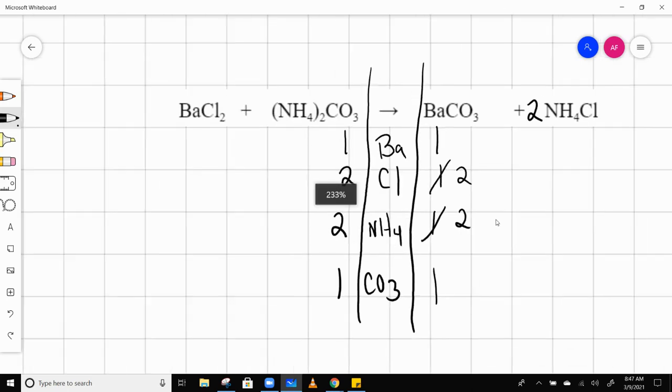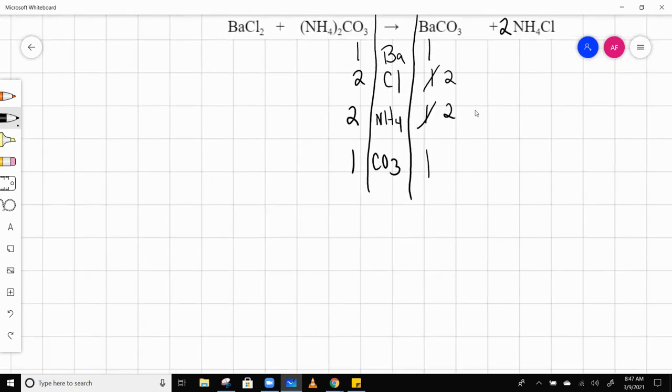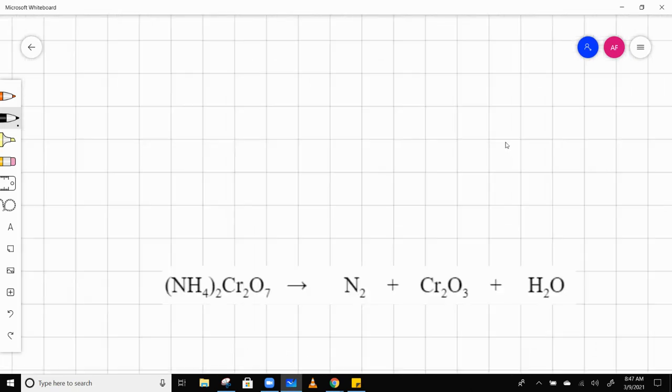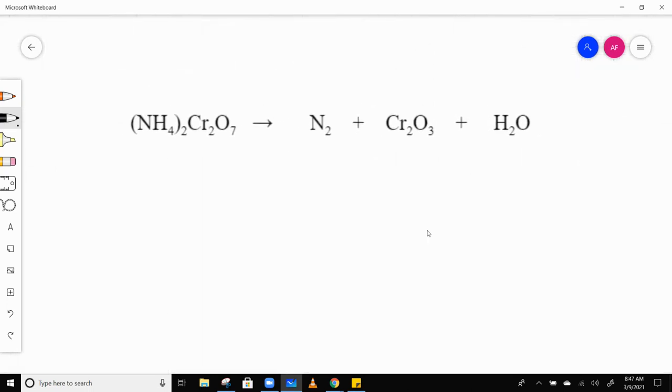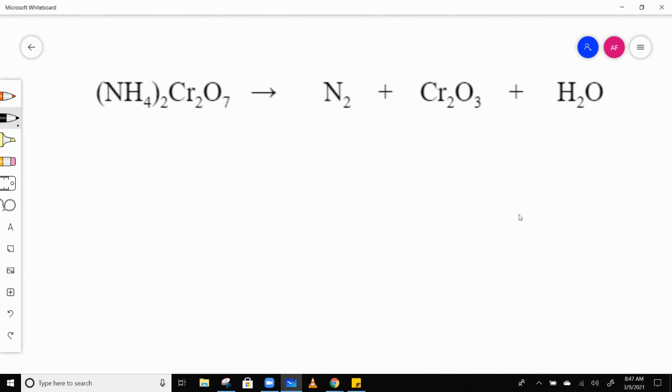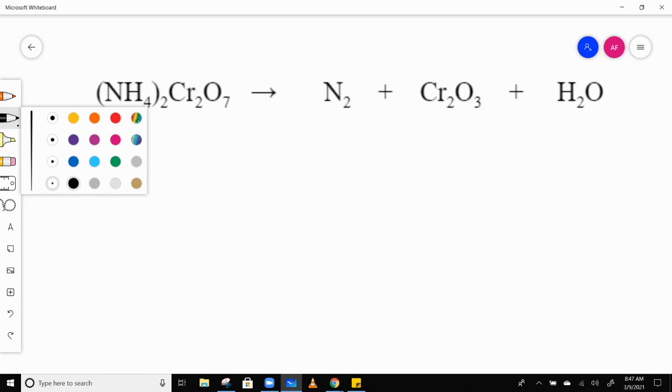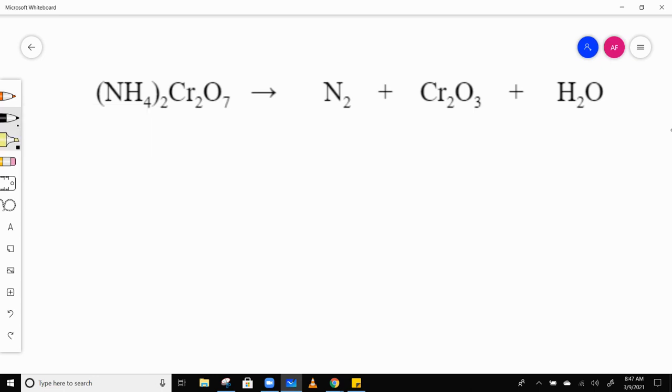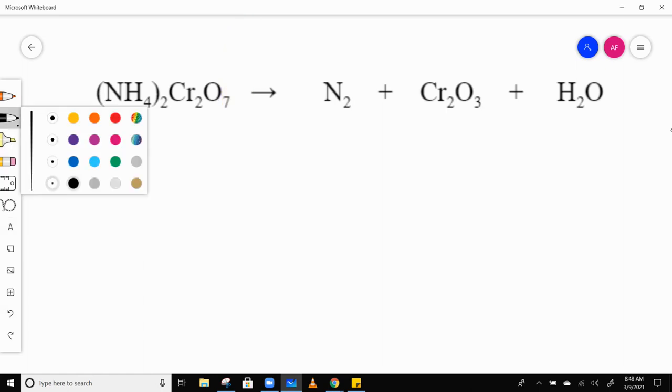Okay. Let's try one more. And I'll give you a few minutes to try this one on your own. Oh, you know what? We're going to do this one together too. This is a tricky one. So again, sometimes these get really hard. This one is very tricky and very hard. Okay, so this one, we can't group together the NH4 or the Cr. We can't group together anything because it's not the same on both sides. So we have to count individual atoms here.